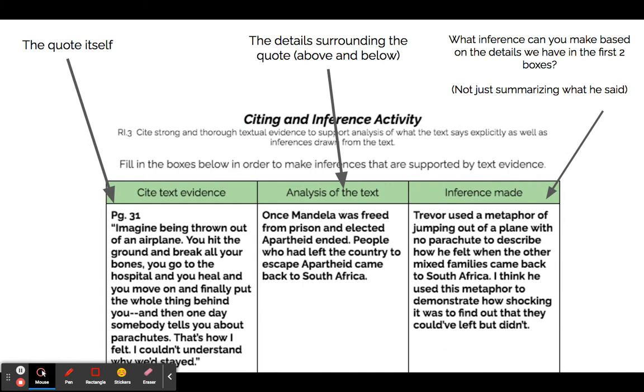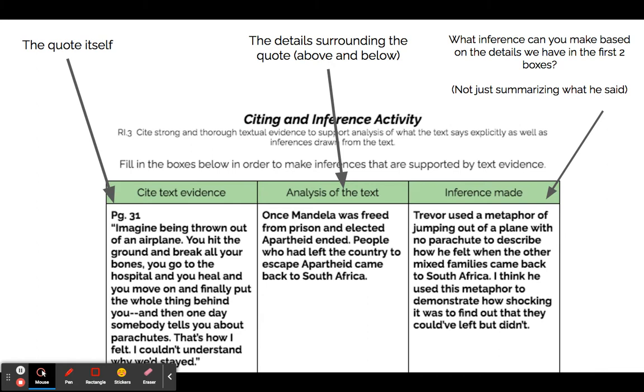So you're not summarizing what he just said. You're trying to make an inference or say, I think he would say this because of this. So an example is found here in the slide. If this still is kind of confusing to you, please email me and let me know, or talk to me and I can help you out.